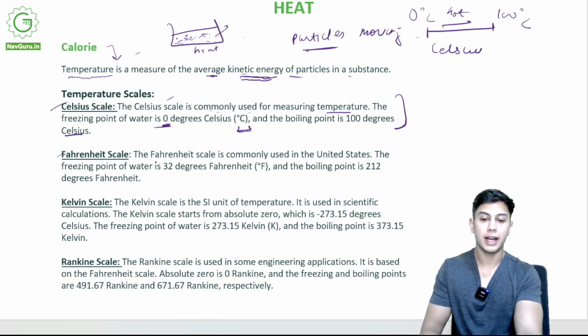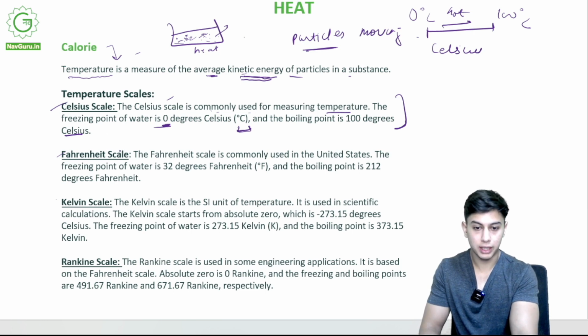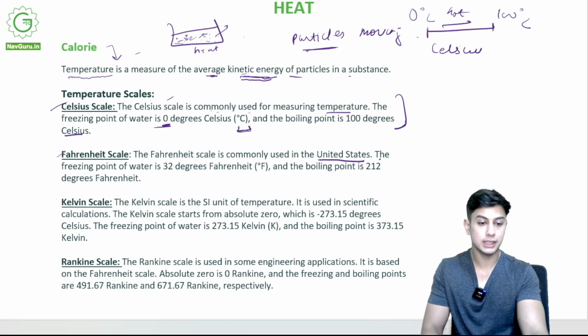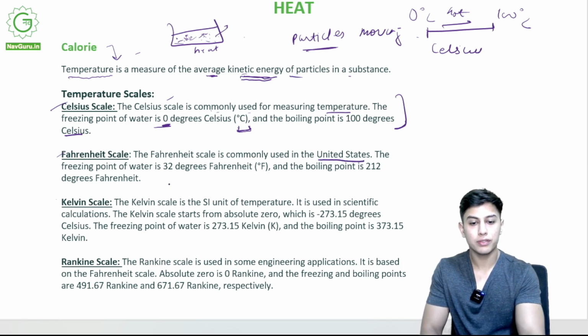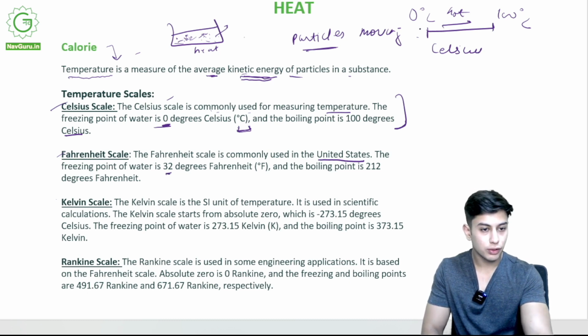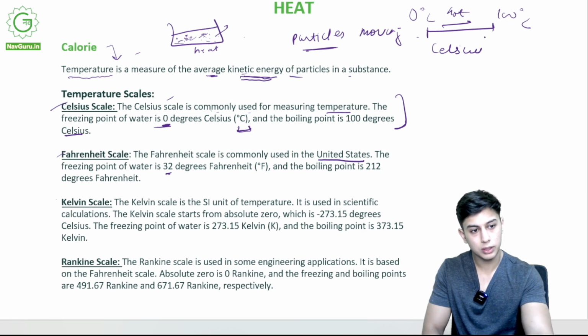We come to the Fahrenheit scale. Remember the spelling. The Fahrenheit scale is commonly used in the United States, in America. The freezing point of water is 32 degrees. So for Celsius, it was 0 degrees Celsius, and 100 degrees Celsius was boiling.